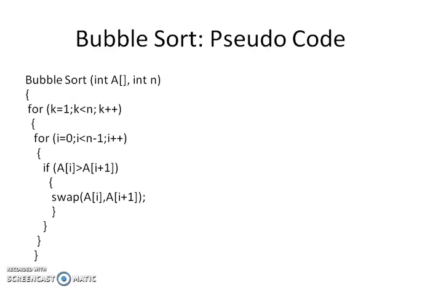Now if we write the algorithm, it looks like this pseudocode. In the inner loop, if an element a[i] is greater than a[i+1], then we need to swap a[i] and a[i+1]. And the outer loop determines the passes, that is, how many passes will operate.